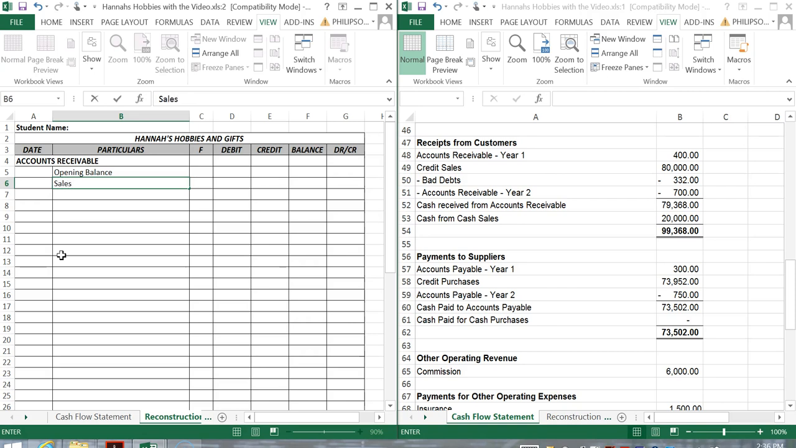We add our sales. We take away any bad debts. There's no discount in this one, so we don't need to worry about it. And then in here we have our cash figure.